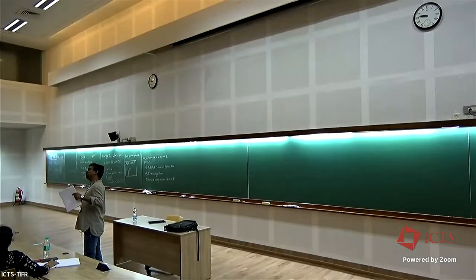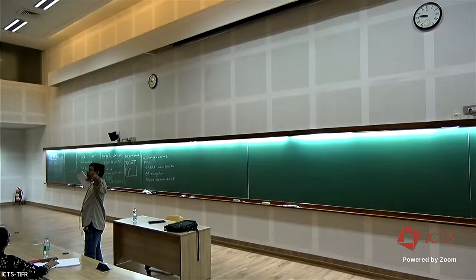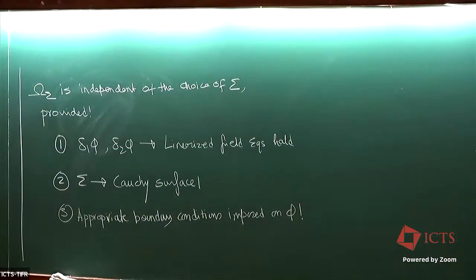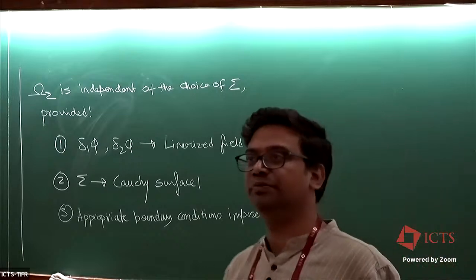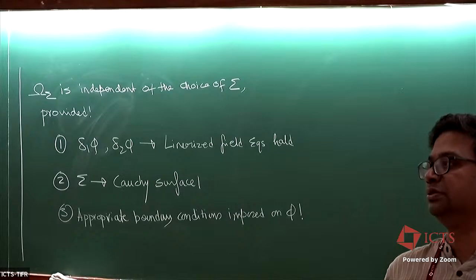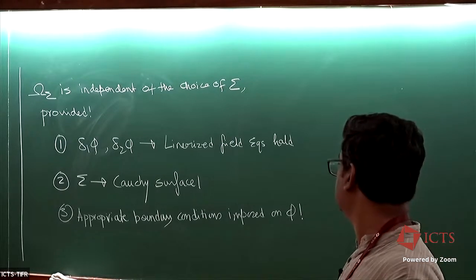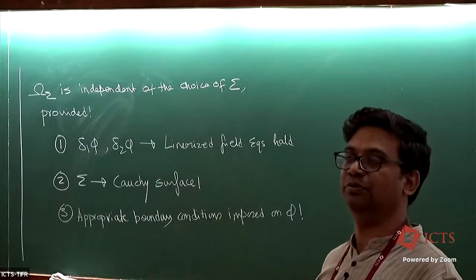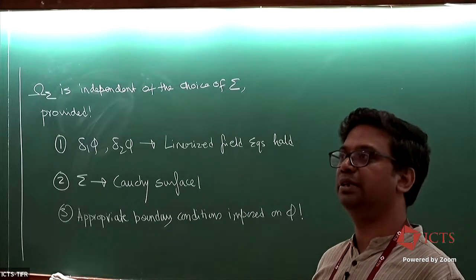Sigma is a closed surface, meaning it's an n minus one form. It could have boundaries. If you have boundaries, then you have to put appropriate boundary conditions. That's why I took this third point. Any other question? Yes, absolutely. Otherwise, d omega will not be zero.